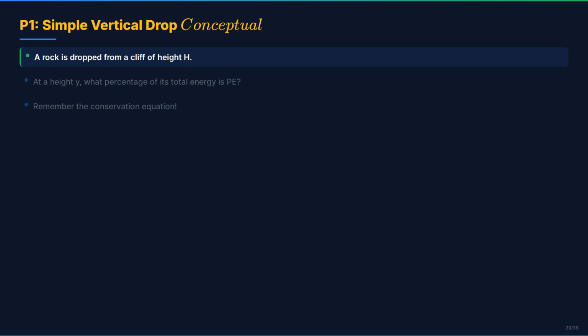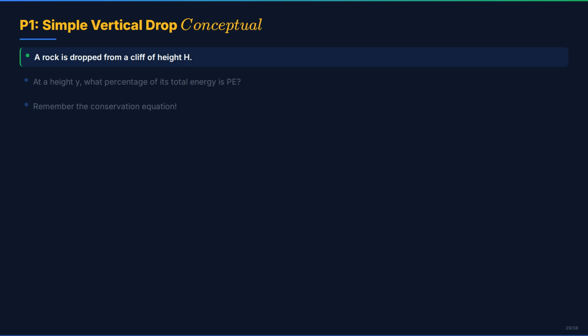If we set the ground as our zero reference point, the total energy is simply P_initial. At height y, the potential energy is P_y and the kinetic energy is K_y. Since E_total must be constant, we know that P_y plus K_y equals P_initial. To find the percentage of PE, we calculate P_y / E_total * 100%.